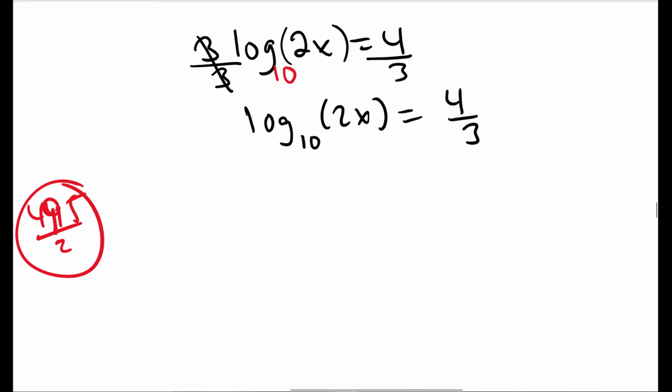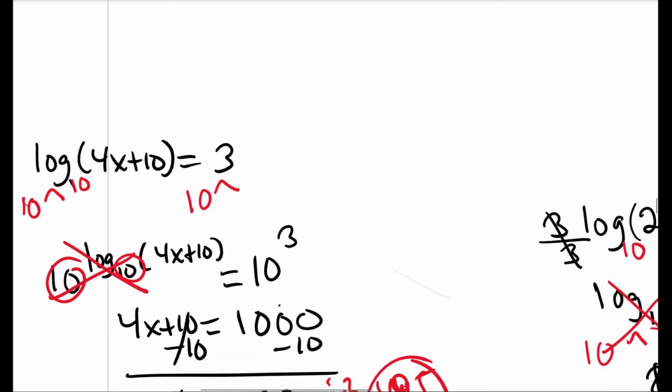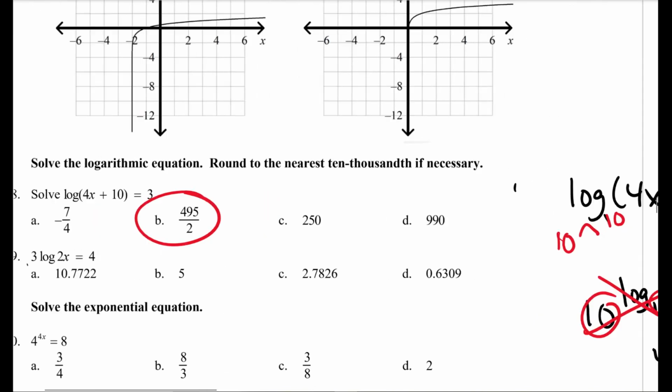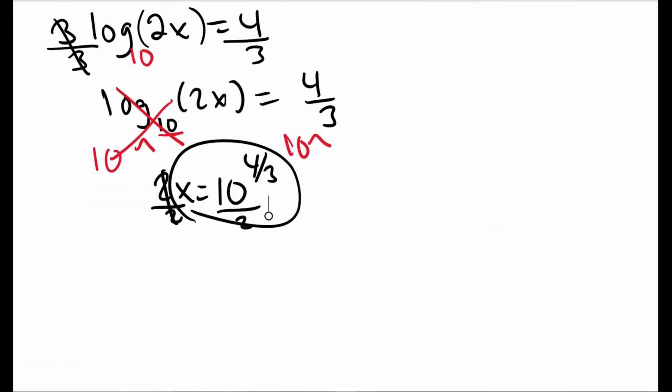All right, so now we can get rid of this log by using the base against it. So we're going to do 10 raised to both sides, and that will get rid of the log, giving us 2x equals 10 to the 4/3 power. Next, we can just divide the 2 off and get our answer. So we can go ahead and plug this in. I'm not sure if there's a decimal tied to the problem. Yes, there is. So we're going to go ahead and do that on the calculator.